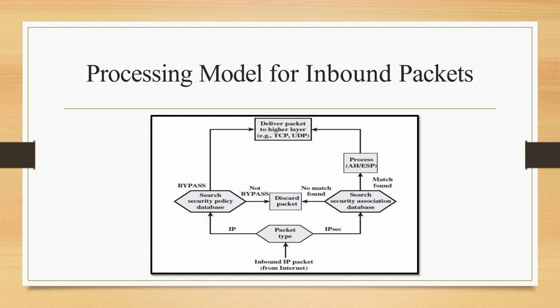In the third step, for a secured packet, IP security searches the SAD. If no match is found, the packet will be discarded. Otherwise, IP security applies the appropriate ESP or AH processing. Then the IP header is processed and stripped off, and the packet body is delivered to the next higher layer, such as TCP.